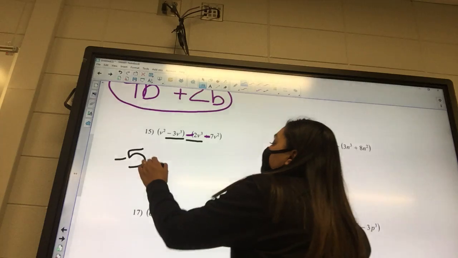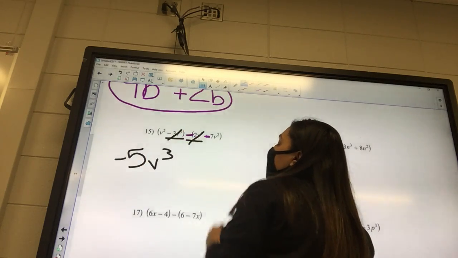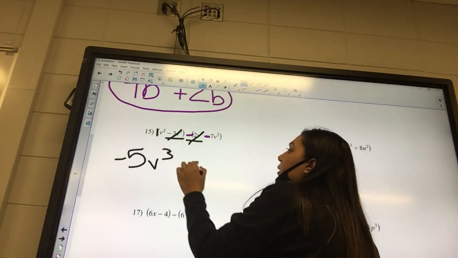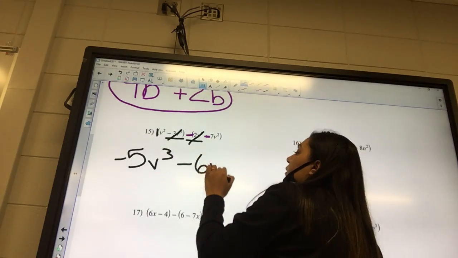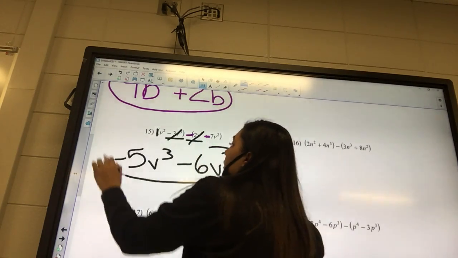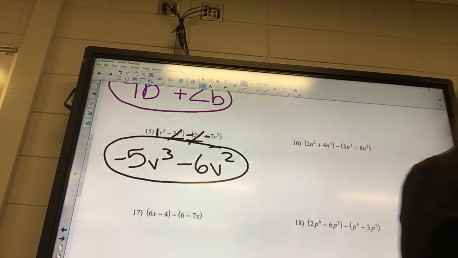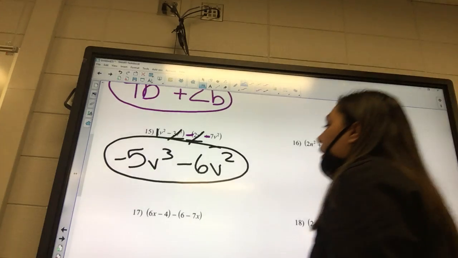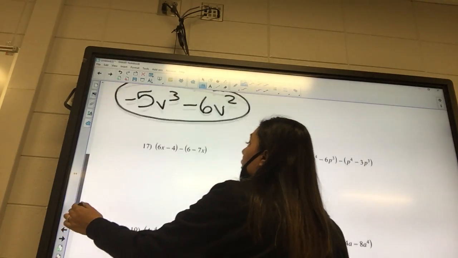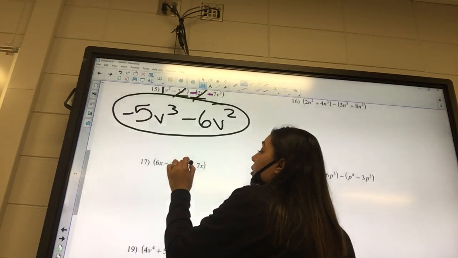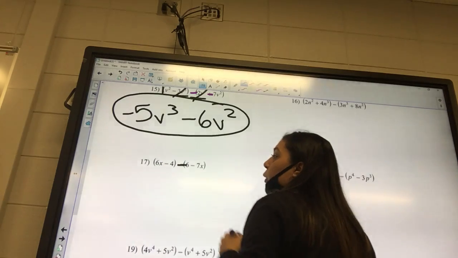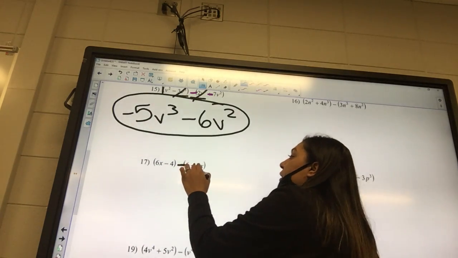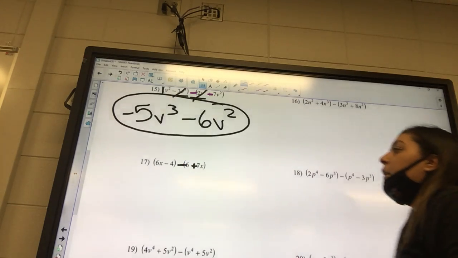Okay, b cubed. And then I got a 1b squared and a negative 7b squared to give me negative 6b squared. Okay, 17. We got to extend this minus sign. So the 6 should have a negative. What about the 7? What should it be? Should be a positive. Right now it's a negative until we change the signs.